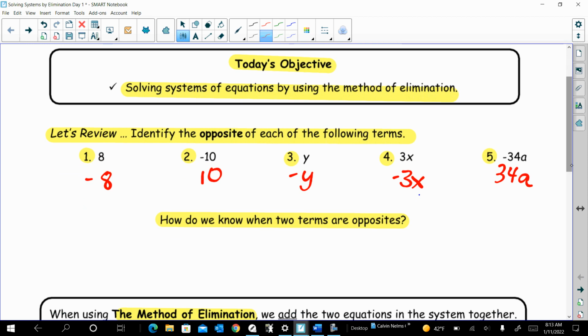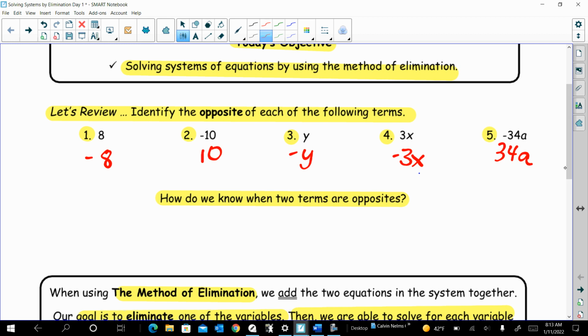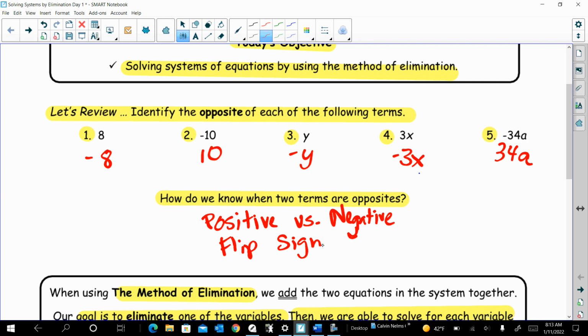We're going to learn the second algebraic method, and you have to understand what an opposite is first, and then how to create them. So how do we know if two terms are opposite? How can we summarize what opposites are? Okay, so I can say positive versus negative. You can flip the sign. What's another way of describing if it's an opposite?